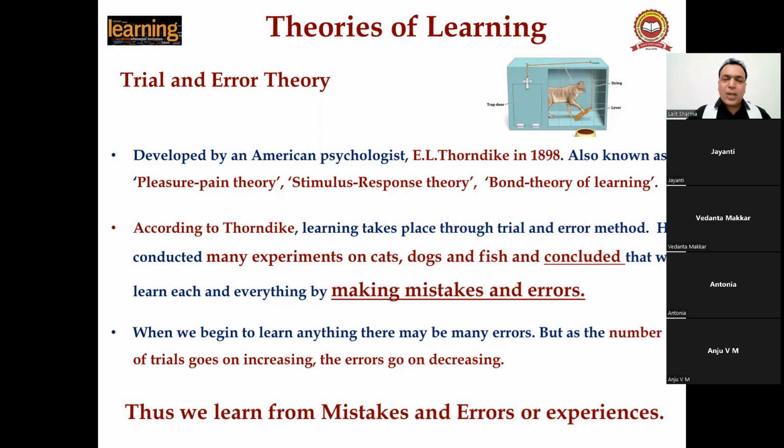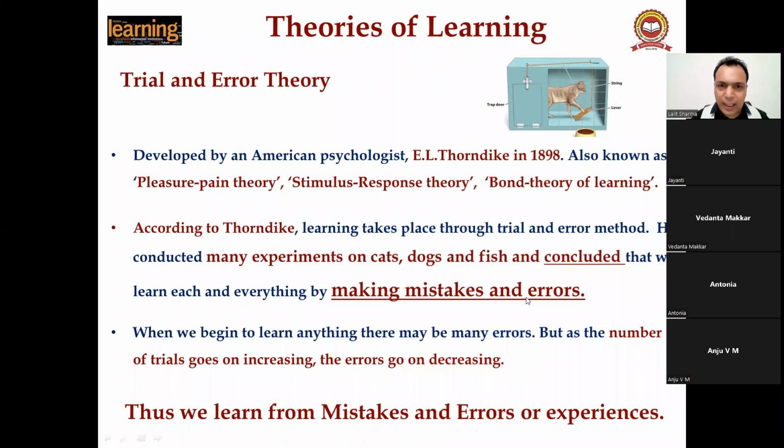According to Thorndike, the American psychologist, listen, this is important. He said that learning takes place through the trial and error method. Actually, Thorndike conducted many experiments on rats, cats, even fish, and he concluded that we learn each and everything by making mistakes and errors. That's why this theory is called the trial and error theory.